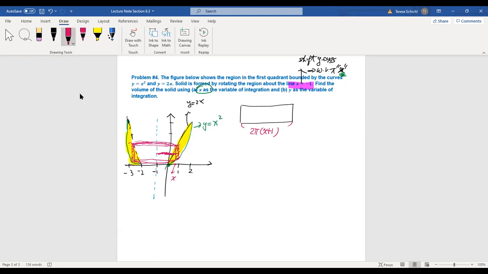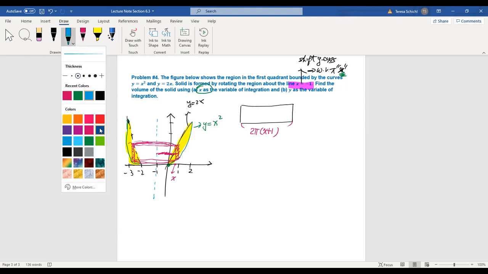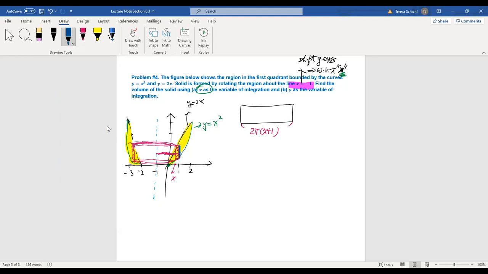Now I need to find the width of this strip here. That will be the difference between this function and the green function. So the width of this rectangle will be 2x minus x squared. Now we have a little thickness here, which is my delta x. So I can find the volume by the Riemann sum concept: length times width times height. So it's 2 pi (x plus 1)(2x minus x squared), then delta x becomes dx.